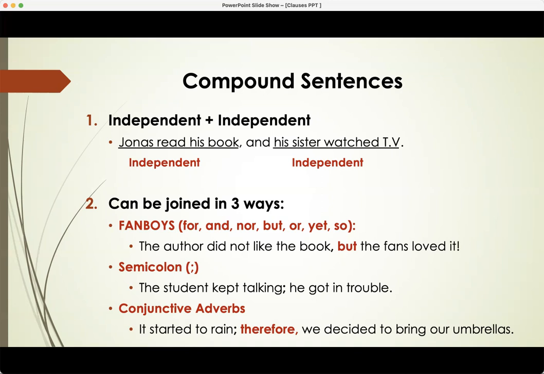For example, the student kept talking; he got in trouble. So again, I have two clauses. Each clause has a subject-verb group.